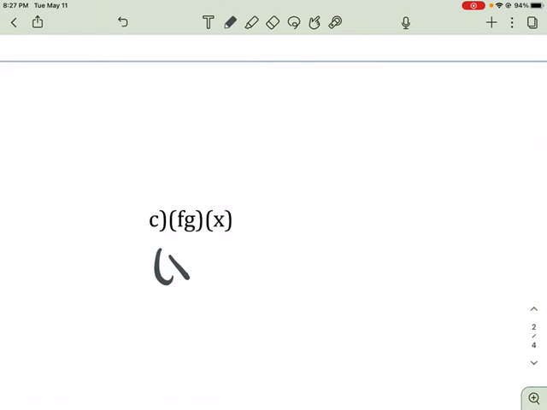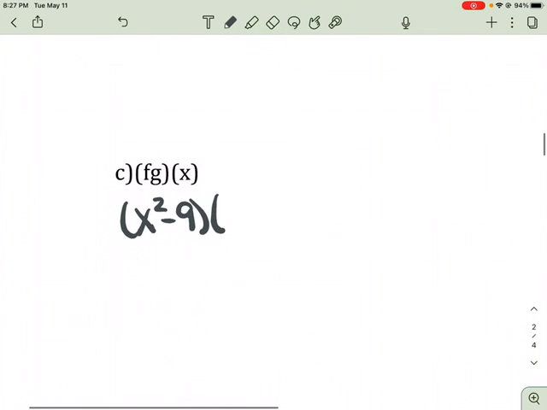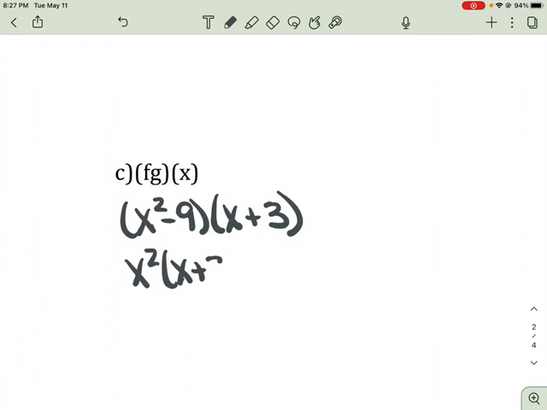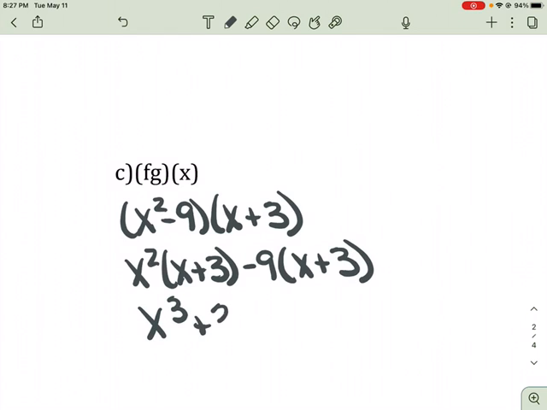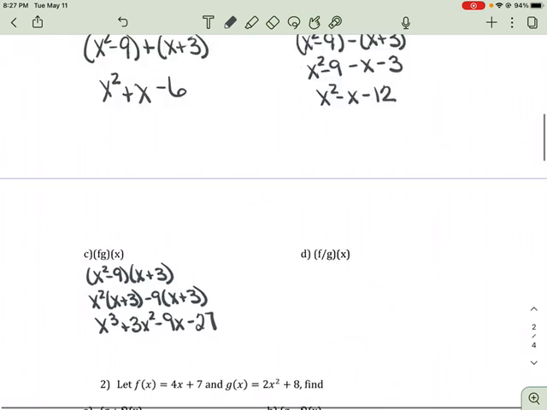Okay, so let's try the f times g. So x squared minus 9 times x plus 3. Here's your FOIL, split, box method. I'm going to do split. And now I would look and see if there's anything to combine, other like terms, or putting in order. And that's as far as we're going to go.